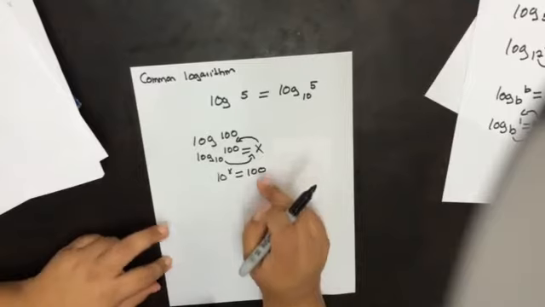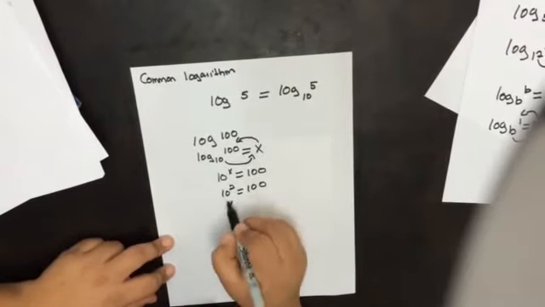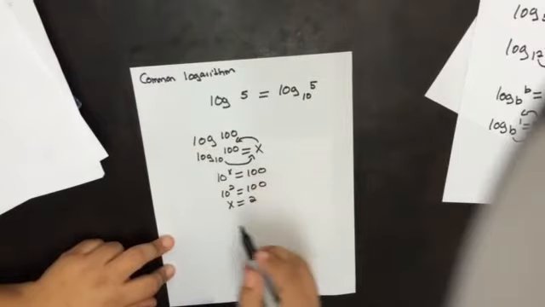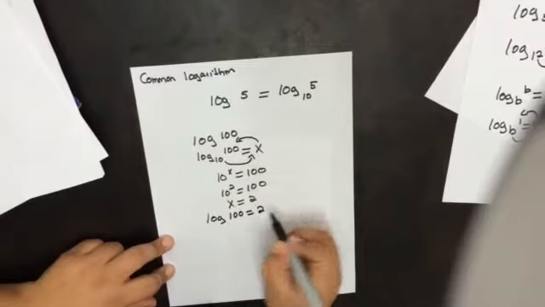Well, 10 to what power gives us 100? Well, 10 squared gives us 100. Then we can say that x equals 2. So then our solution would be log of 100 equals 2.